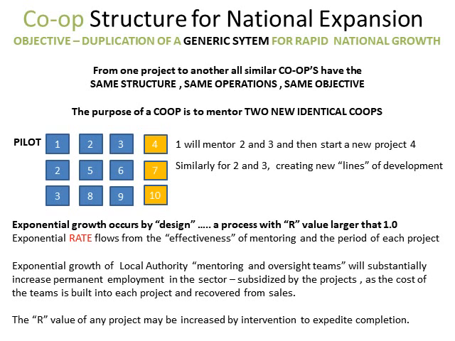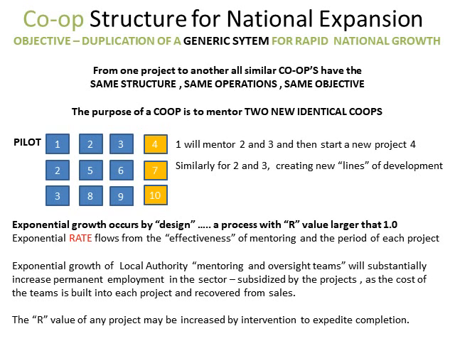And it's a process with an R value that's greater than 1. And that R value is so important. It's like COVID itself. You know, the bigger the R value, the quicker the spread. And the exponential rate at which the program and the model can grow flows from the effectiveness of the mentoring and the period of time for each project.